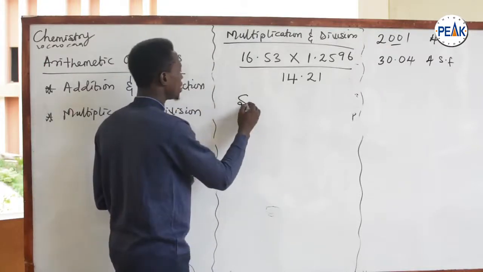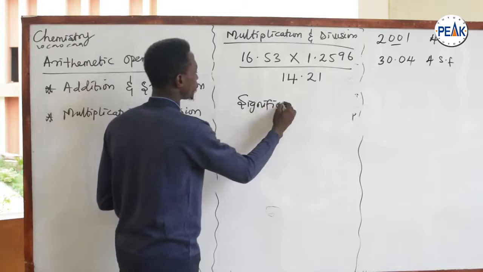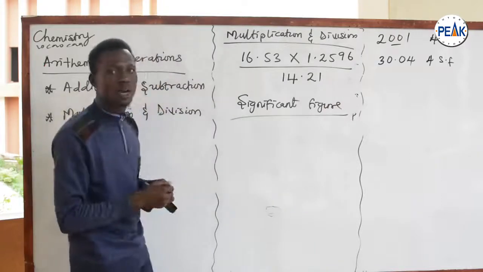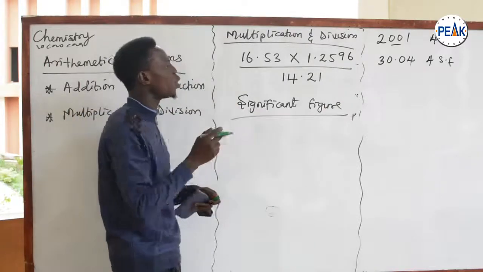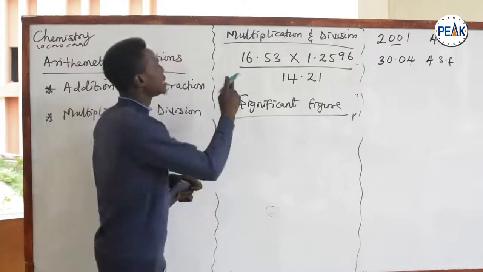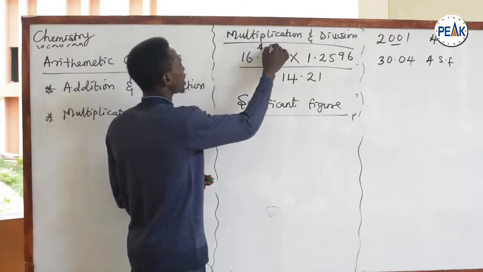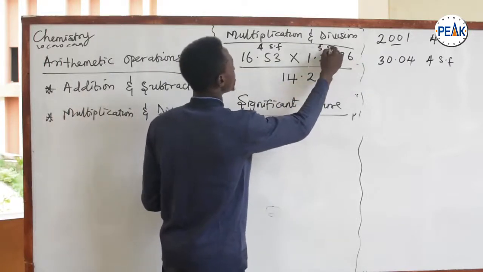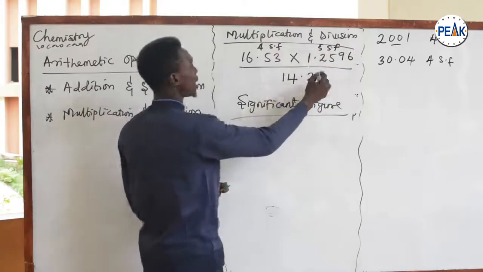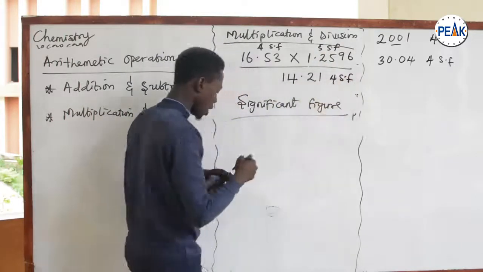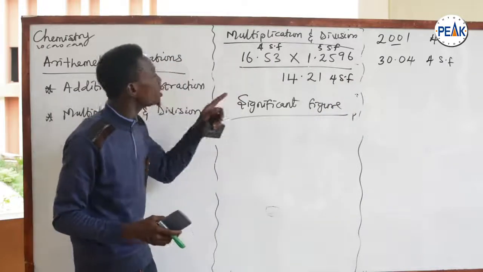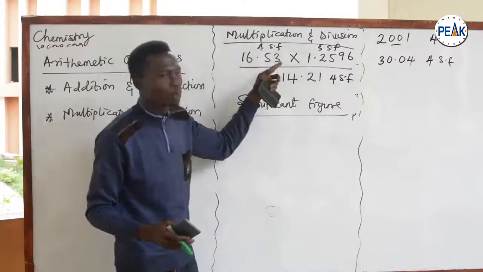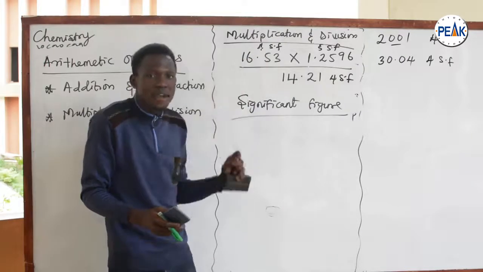Please underline the words significant figure for multiplication and division. We are going to leave our answer to the smallest or the least number of significant figures occurring in the arithmetic operation. 16.53 has 4 significant figures. 1.2596 has 5 significant figures. 14.21 has 4 significant figures. Now, in this case, I'm going to leave my answer to the smallest number of significant figures occurring in the operation. Here the smallest is 4.